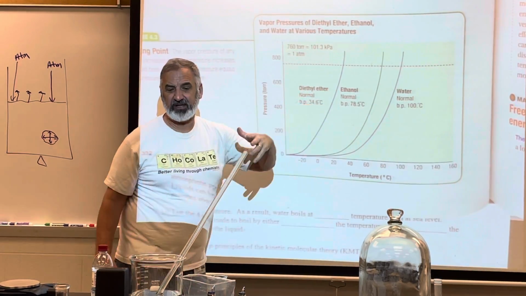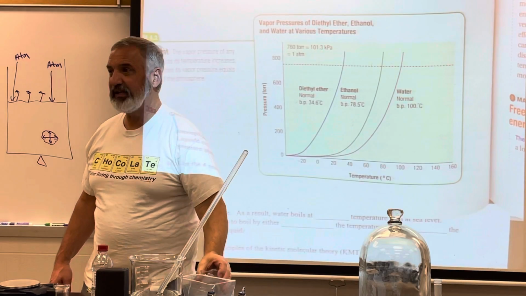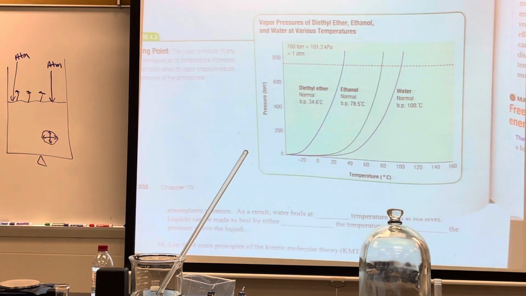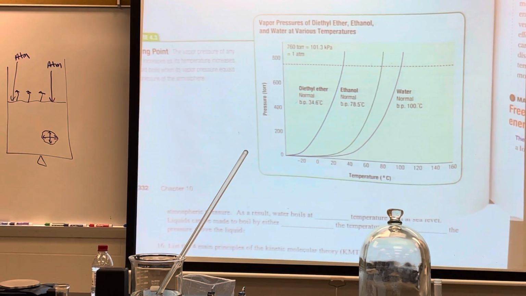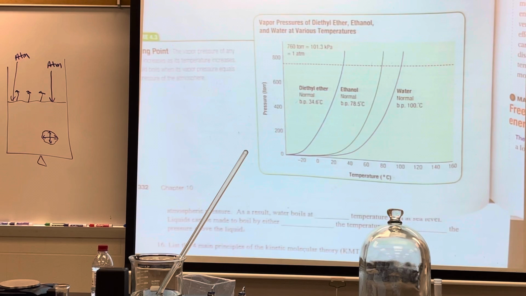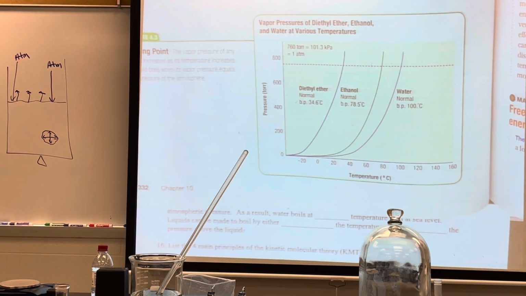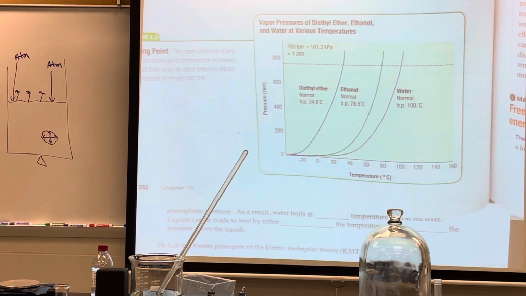Have you ever heard that they have high altitude baking instructions, that things cook differently in the mountains than they do at sea level? Because is there as much air above us in the mountain? No. Atmospheric pressure is less, right? It's hard to breathe because there's not as much oxygen in the air.